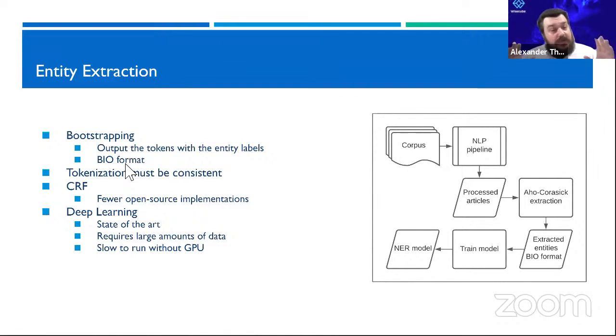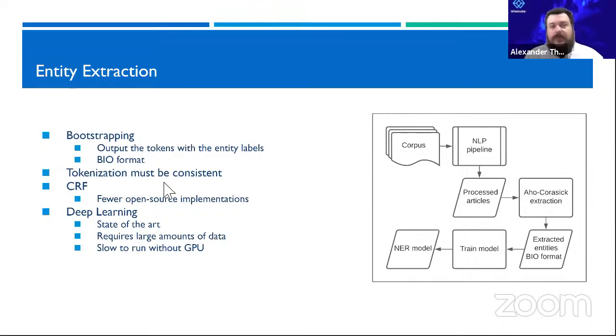We have to make sure the tokenization is consistent between them, because if you're, let's say, fine-tuning a pre-existing deep learning model and it expects a different tokenization, you need to be doing that tokenization for the dictionary-based approach that you're using to bootstrap. However you're doing it, you have to make sure you use the same tokenization and whatever text processing you're doing is the same between your dictionary-based approach and your model building approach.